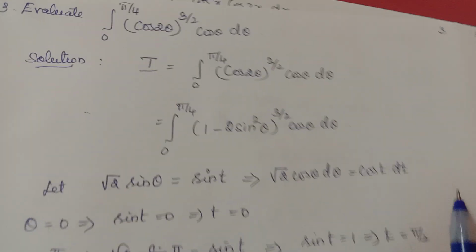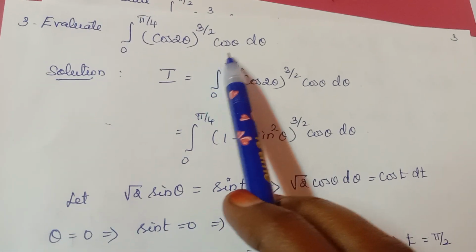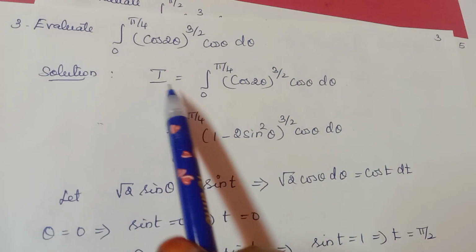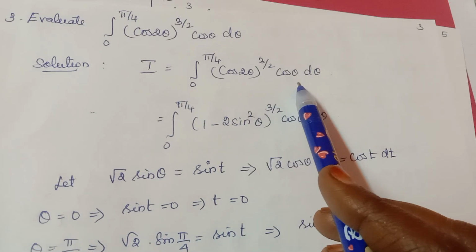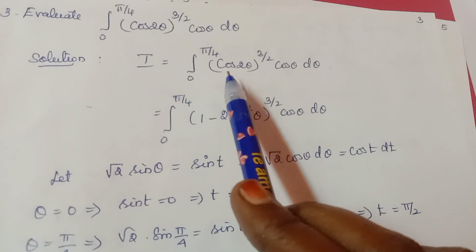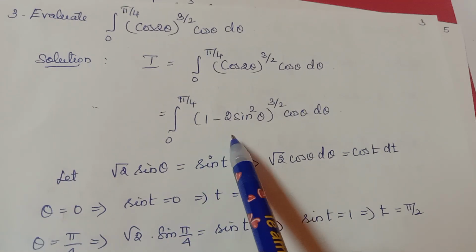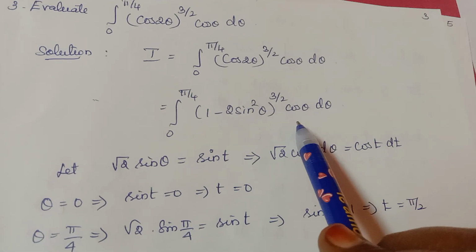Okay, then next problem. Evaluate integral 0 to pi by 4 (cos 2 theta) power 3 by 2 into cos theta d theta. Right? So let I be the given integral. Here this is 2 theta, this is in terms of theta. So let us change everything in terms of theta. What is the formula for cos 2 theta? 1 minus 2 sin square theta. So let me write it as (1 minus 2 sin square theta) into cos theta.